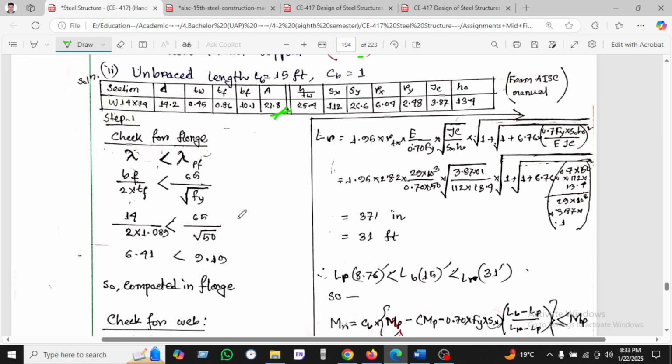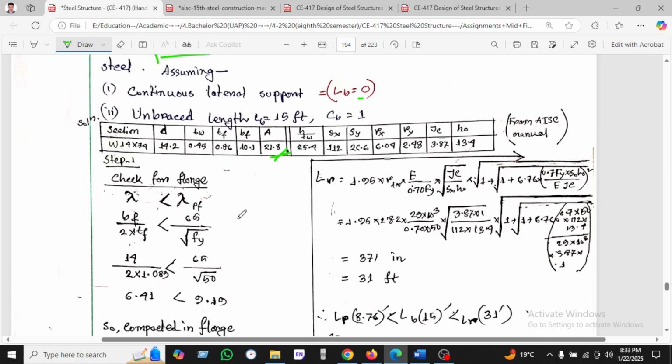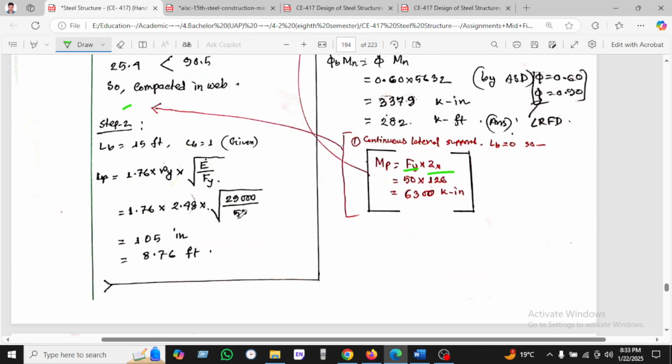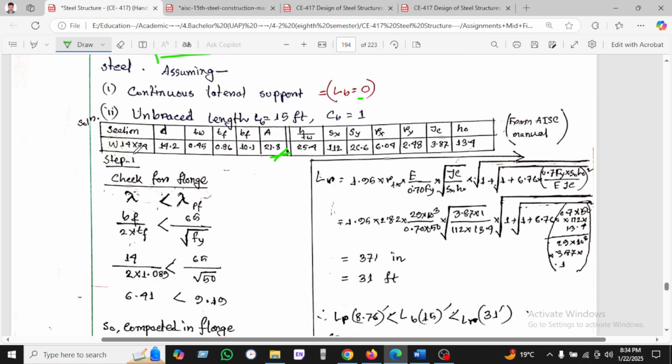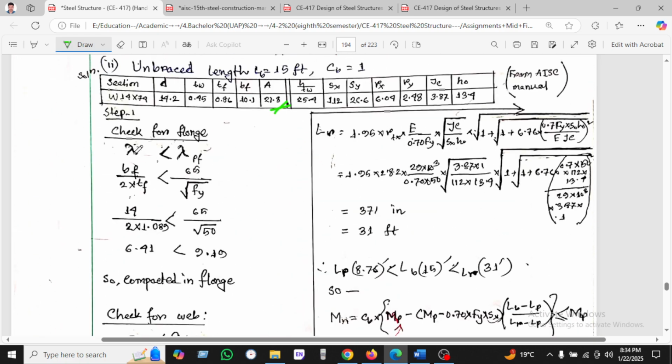In this way we can calculate the section moment. Section moment Mp equal to 6300 kip-in. Now we know Lb equal to 15 and Cb equal to 1, given in the question. Then we can find Lp, which is 8.76. So 8.76 is greater than 15. So as 8.76 is greater than 16, then we can use the Lr.